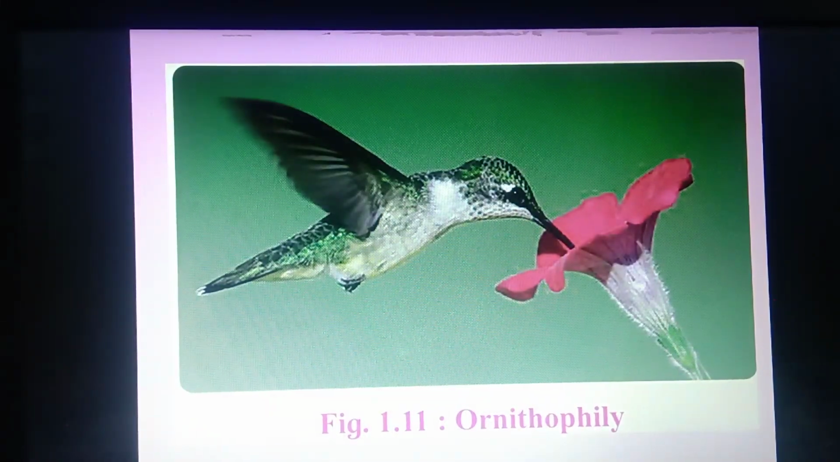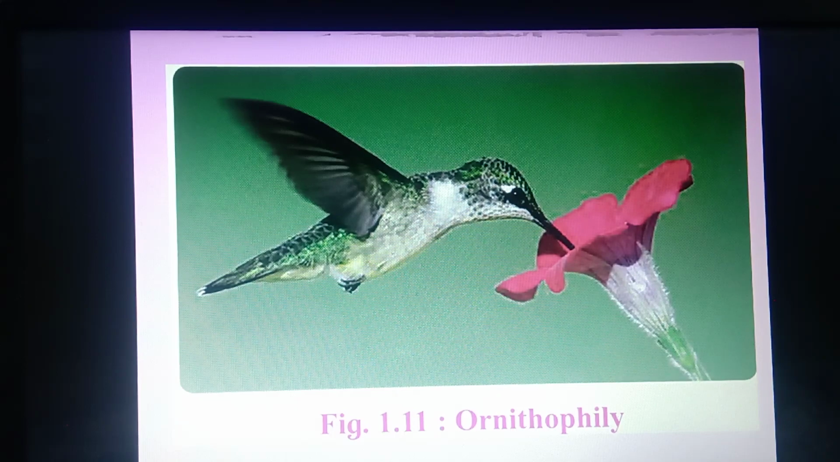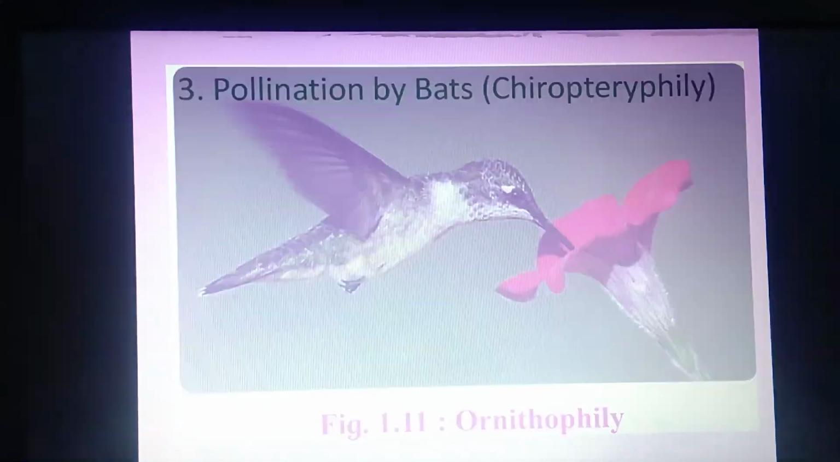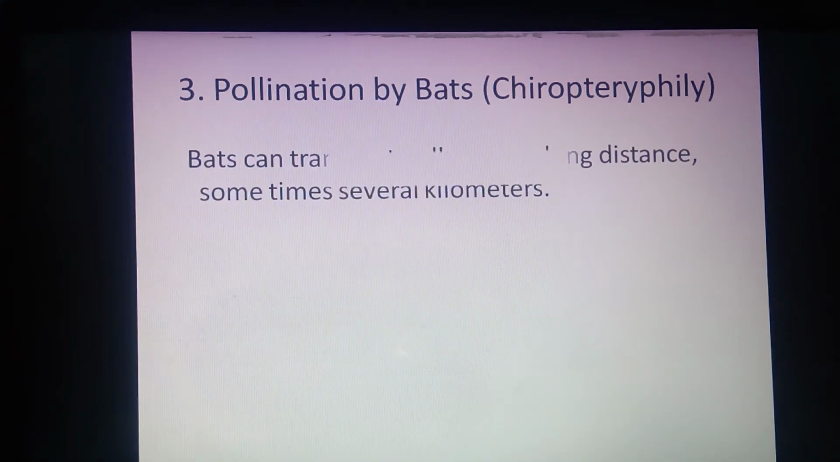The example of ornithophilous flowers are bottle brush and a number of different plants which follow the process of ornithophily. The birds are going to carry out the process of pollination. Next one, pollination by bat, also called chiropterophily. The process of pollination achieved by bat is called chiropterophily. Bats can transport pollen over a long distance. Sometimes they can transfer pollen grains several kilometers from one place to another place.